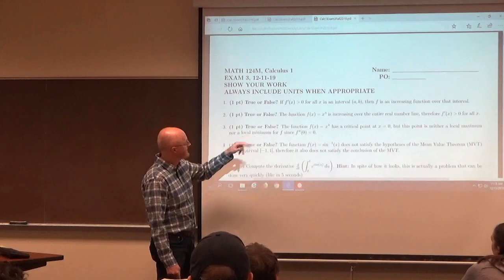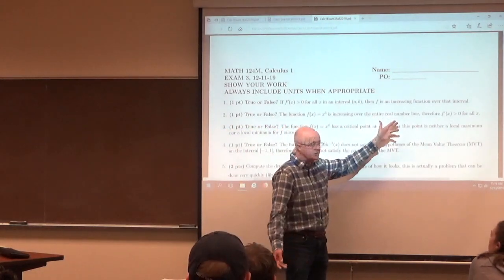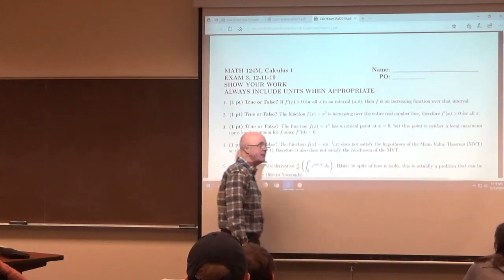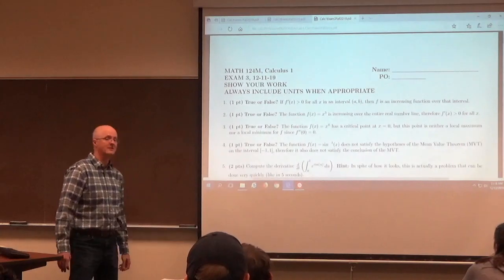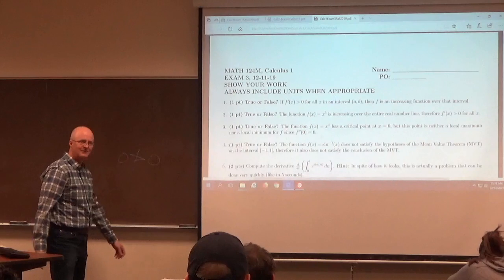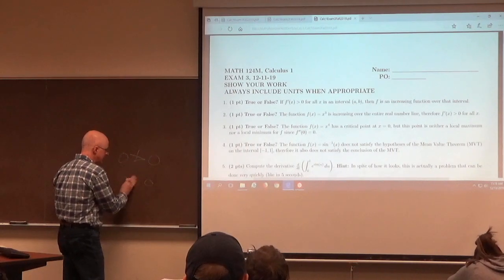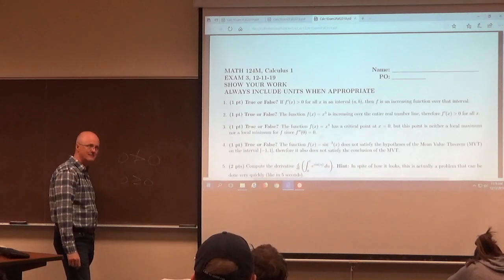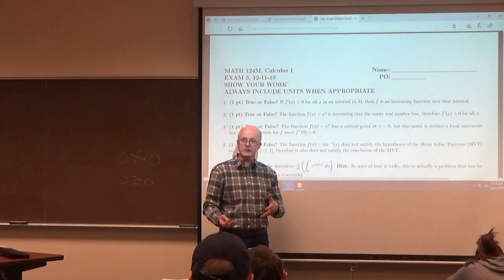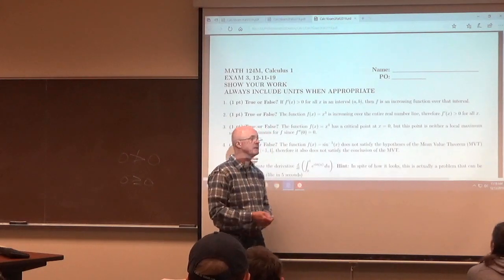Number two: the function x cubed is indeed increasing over the entire line. That is true, but the claim about the derivative is not true. In fact, f prime of 0 is 0, not bigger than 0. 0 is not bigger than 0. It's greater than or equal to 0, but it's not strictly greater than 0. It's not true that if a function is increasing, the derivative will always be positive, even if you assume the derivative exists everywhere.